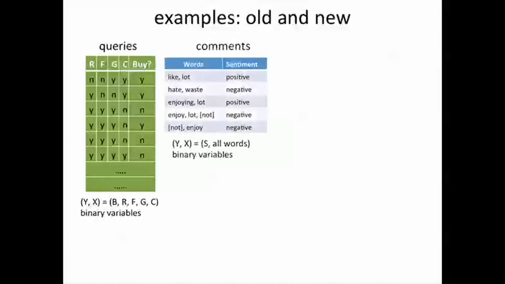Similarly, we had machine learning of positive or negative comments. In this case, the sentiment was the y. The set of all words formed our x, which is an extremely high dimensional space. A word could either be present or absent in a comment, and all of these were still binary variables. We'll turn to another example now.